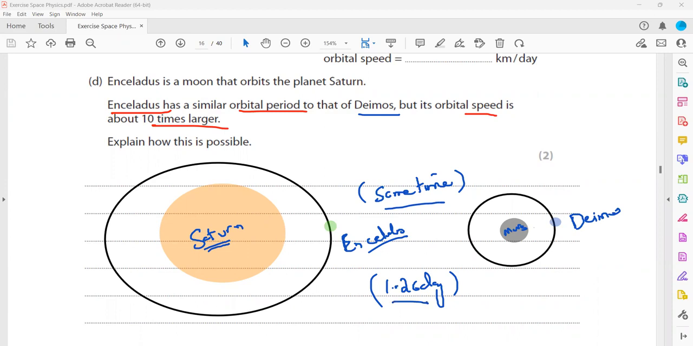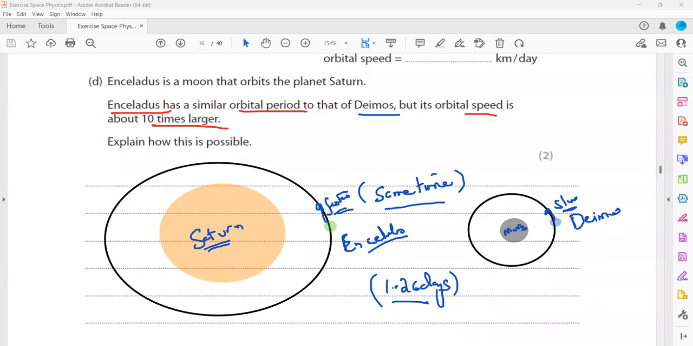So if they're taking the same time, 1.26 days, my question was, which moon is moving faster? The Saturn moon is moving faster, and the Mars moon is moving slower because it has to cover a smaller distance. So that's why it is moving slower and takes 1.26 days. But the Saturn moon has to return back to the same place in 1.26 days to cover a greater distance. So it is moving faster.